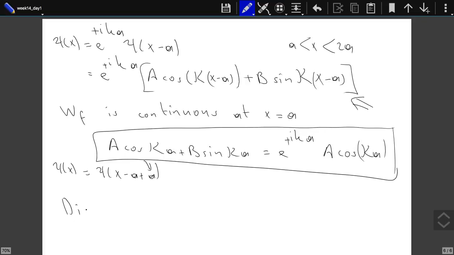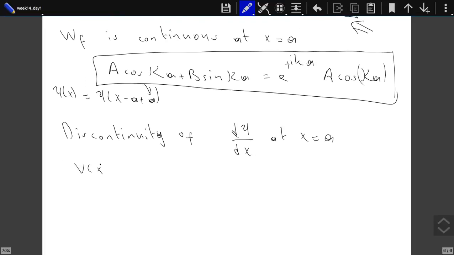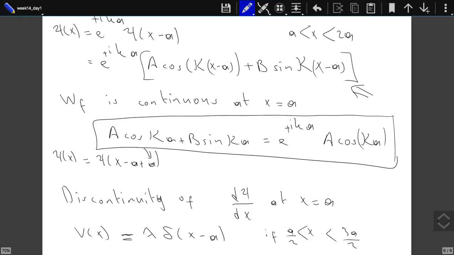And then we have the discontinuity of the derivative of the wave function. Because of this Dirac delta, there is a discontinuity there, at x equal to a. Oh sorry, that's just A, there is no cosine, you're right. When I put x equal to a, I get cosine 0 and sine 0, cosine 0 is 1, sine 0 is 0.